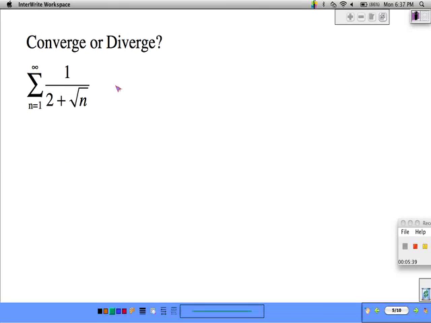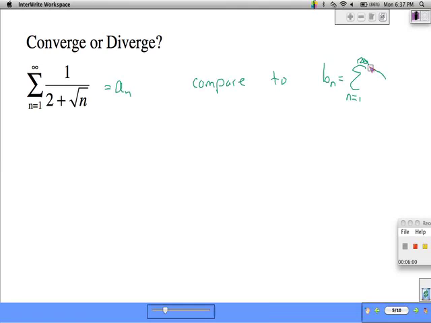Here we have another series. We want to know again, does it converge or diverge? We can call this our a sub n. And for this one, we're going to compare to b sub n equals the sum from n equals 1 to infinity of 1 over n to the 1/2. Hopefully you notice a small similarity between this comparison and the one we did in the last problem. We're taking the variable part and basing our comparison on that. And this is a divergent p-series.